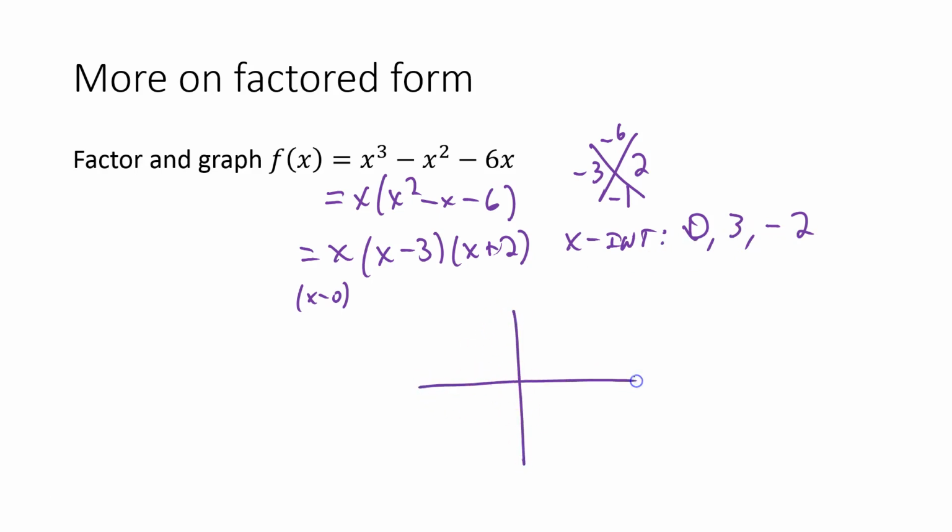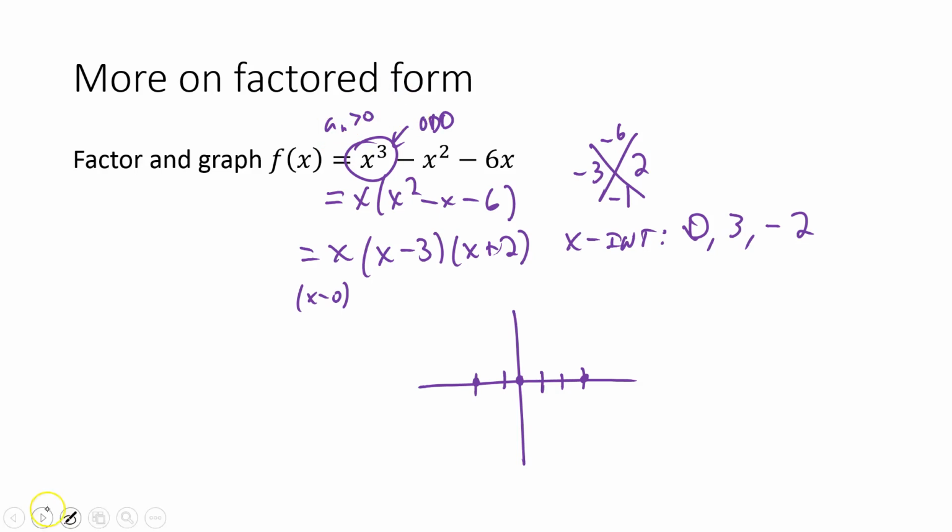So if we wanted to sketch a graph of this, 0 is right here, 3 is at 1, 2, 3, and then a -2 right there. Now we can almost sketch a graph of this. Those are the only places it crosses the x-axis, but what we don't know is the end behavior. Well, we can figure that out. We've got an x cubed here, right? So our degree is odd, and our leading coefficient is positive.